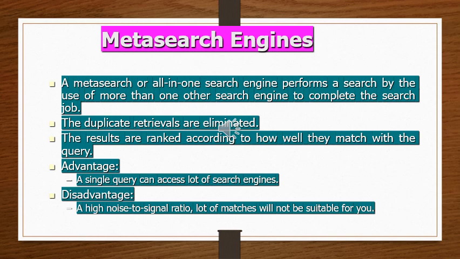They have the advantage that a single query can access a lot of databases, while the disadvantage is a high noise-to-signal ratio. Lots of matches will not be suitable for you. So if you wanted to find information on something and use a meta search engine, the advantage you have is that it will search more than one database looking for the information that corresponds to your search. But the disadvantage is that whenever you have many results, you end up thinking of which one to choose, and that will not be a good signal for somebody who is searching for information quickly and faster.